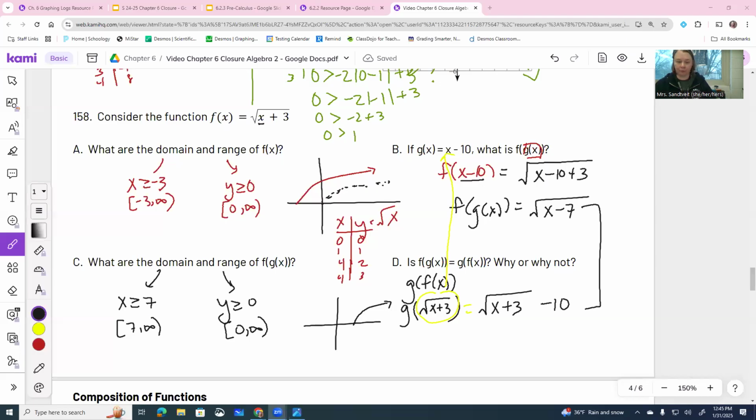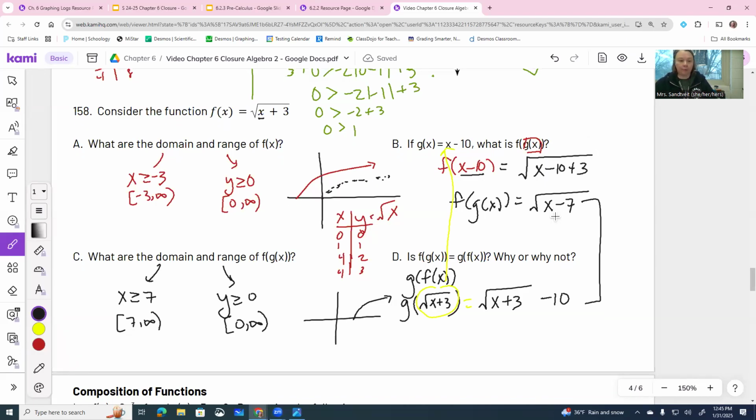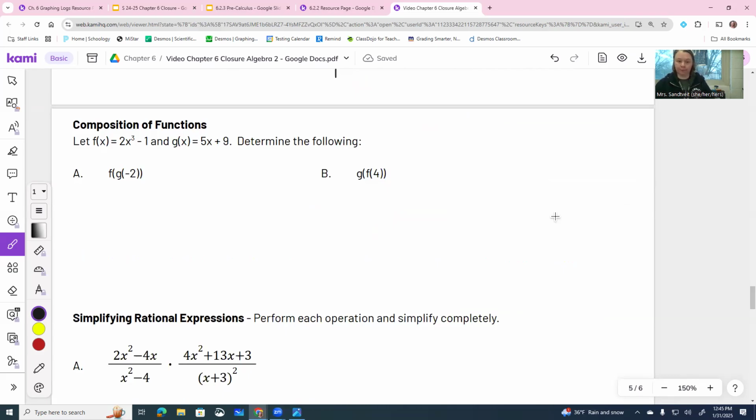Okay, Algebra 2, picking up where we left off, finishing up this review. Okay, composition of functions. So we have function f of x and g of x, and we want to figure out f of g of -2. So remember that means we're going to start with figuring out what g of -2 is, which means we're going to plug -2 into the g rule in place of the x.